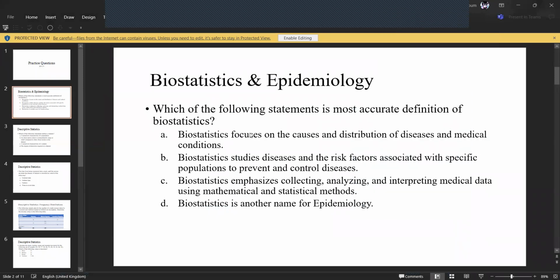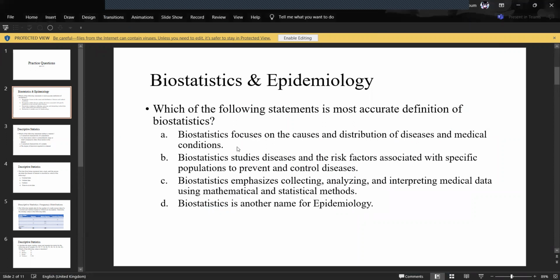So the first question: which of the following statements is the most accurate definition of biostatistics? So we have biostatistics focuses on the cause and distribution of diseases and medical conditions.